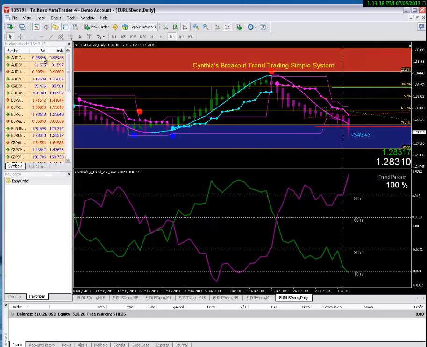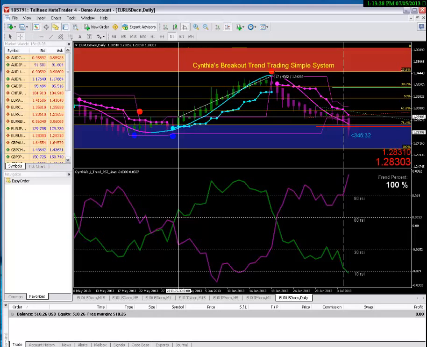Do you know how many pips this is? Let's see. If you got in, say here, and got out when the red dot appeared, because that's your exit signal, that's 438 pips trading on a daily chart.